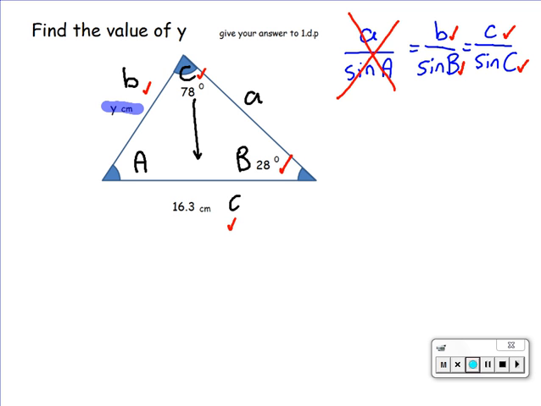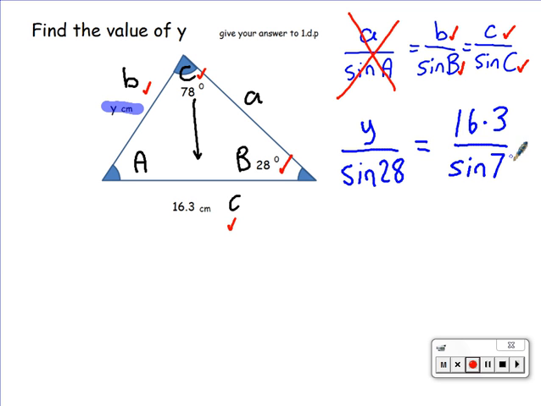So side B is y, which is what we're looking for. Sine of B is sine of angle B, sine 28. And that is equal to C, which is 16.3, divided by sine of angle C, sine 78. So now all you really need to do is use your calculator. You can work out 16.3 over sine 78 over here.